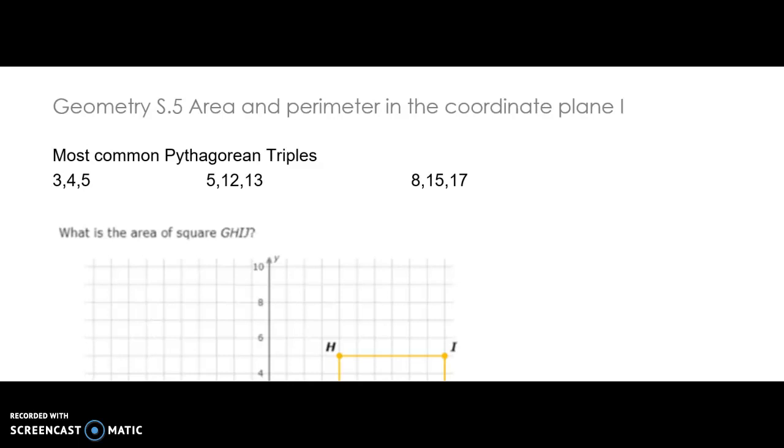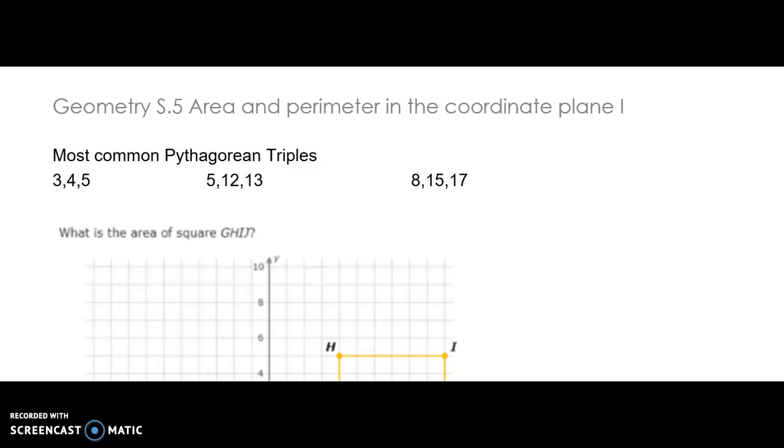On S5, Area and Perimeter in the Coordinate Plane, Lesson 1, it's going to ask you to find the area and the perimeter of triangles, rectangles, and squares.